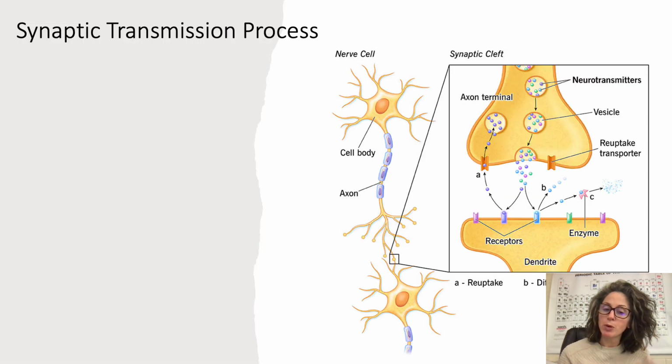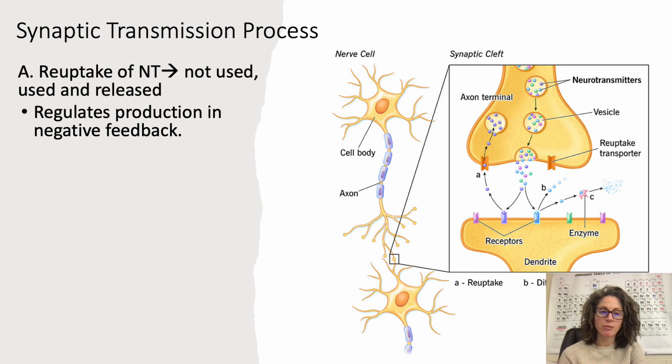Okay, so let's talk about a little bit of the process and what's happening. Again, a bit of an overview. We go into what causes the actual release of the neurotransmitters in a future lesson. So three things could happen. One, we have the reuptake of the neurotransmitter, and this is shown at A. We either have the acetylcholine not being used, and so it's just going to get taken back up. So we have our reuptake transporter here. Or it gets used by the receptors and then released. And if it's released, again, the presynaptic neuron can take it back up and reuse it.